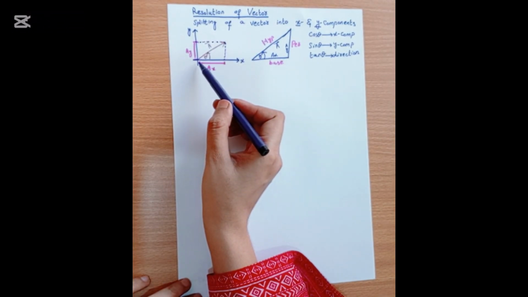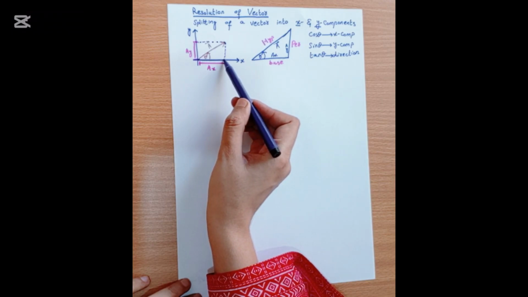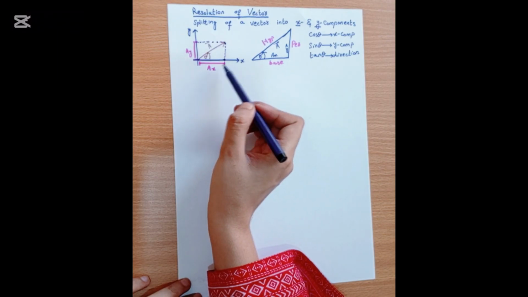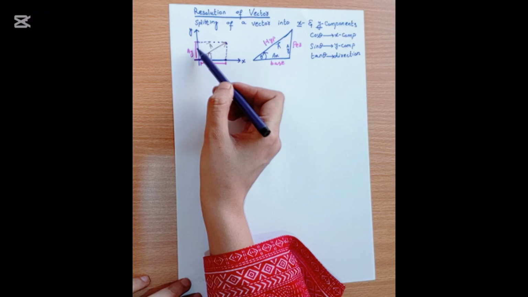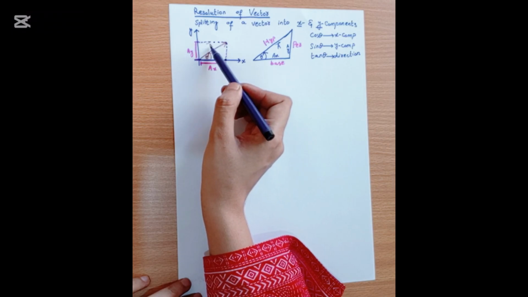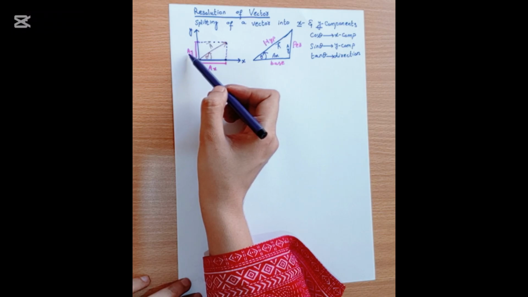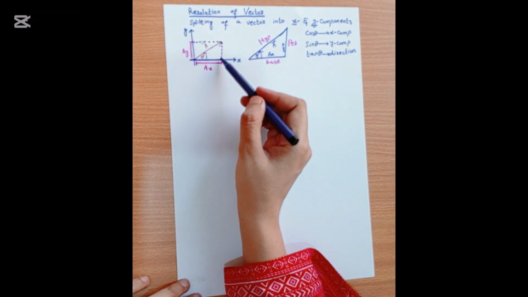The line which is along the x-axis, from here to here, it is under the vector A, so write it A. It is on the x-axis, so write it AX. Now this line is along the vector A and on the y-axis, so write it AY. We have a triangle, this one triangle.